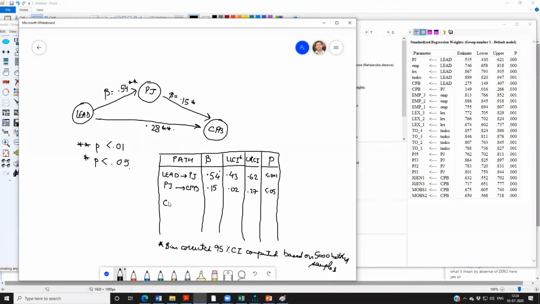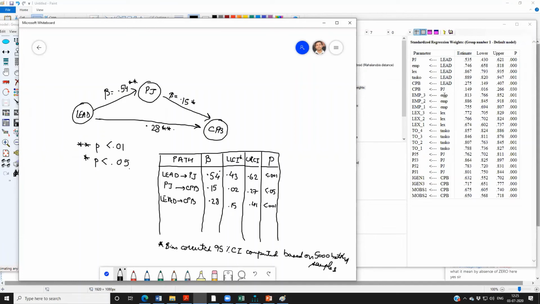And then CPB, sorry. We will have lead to CPB, it was 0.28. The lower limit is 0.15. Upper limit for lead to CPB is 0.1. P value for this is again less than.